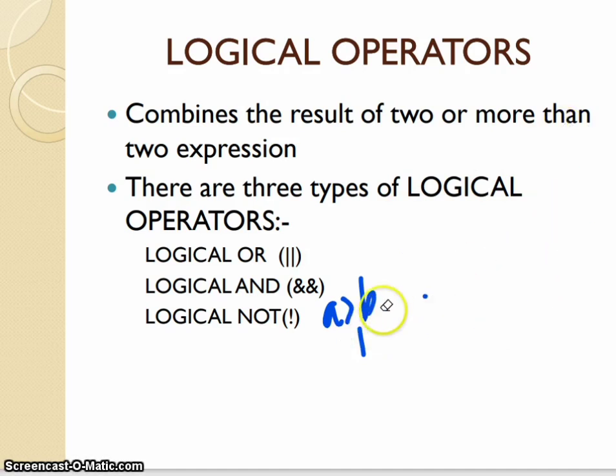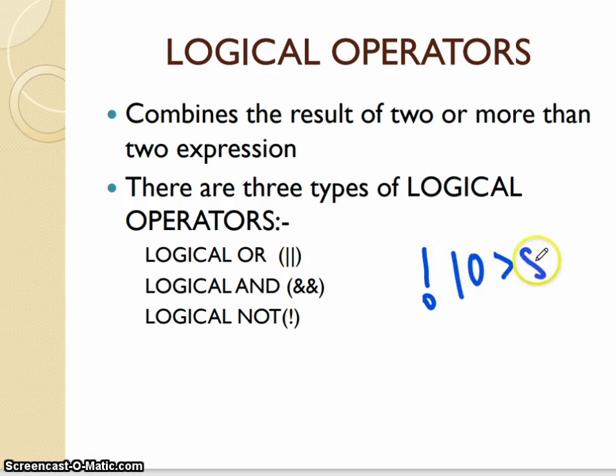Now logical not. If I write 10 is greater than 8, this condition is true, but if we use logical not, it changes the condition, meaning it opposites the condition. If this condition is true, then the final result would be false.